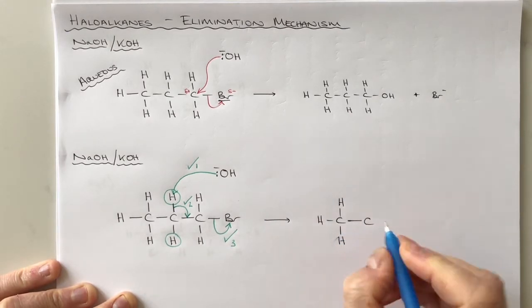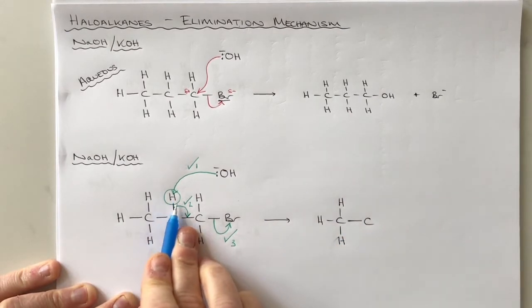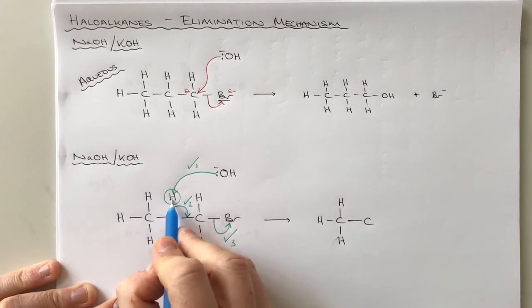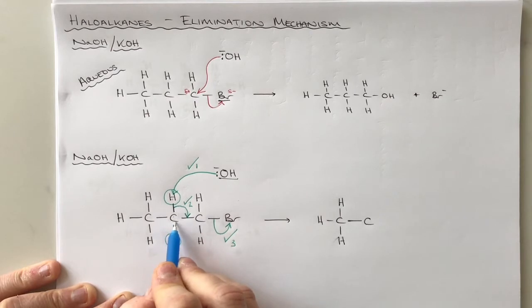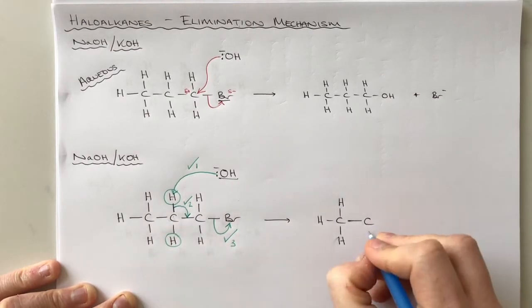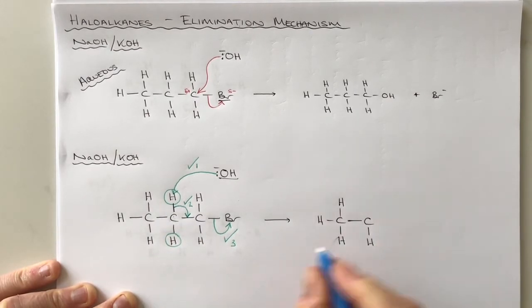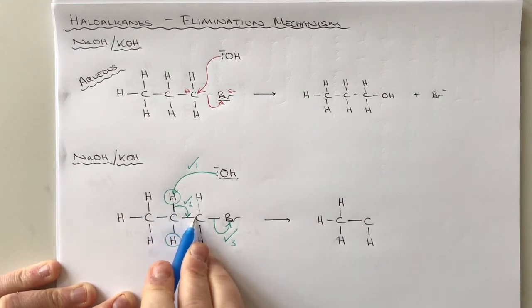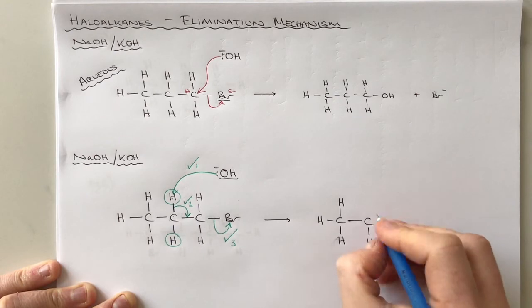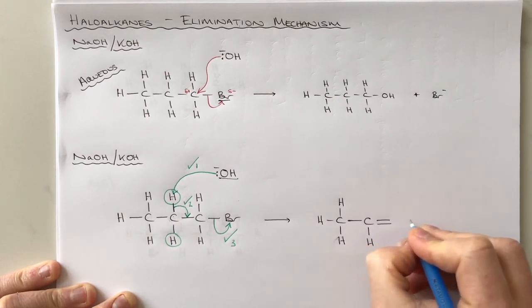The central carbon now has one fewer hydrogens. This hydrogen has been taken off and it's now attached onto the OH, which we'll deal with in a second. So this carbon in the middle is still bonded to this hydrogen below. And because the electrons in this bond have now travelled into this bond, this carbon to carbon bond has now turned into a double bond.